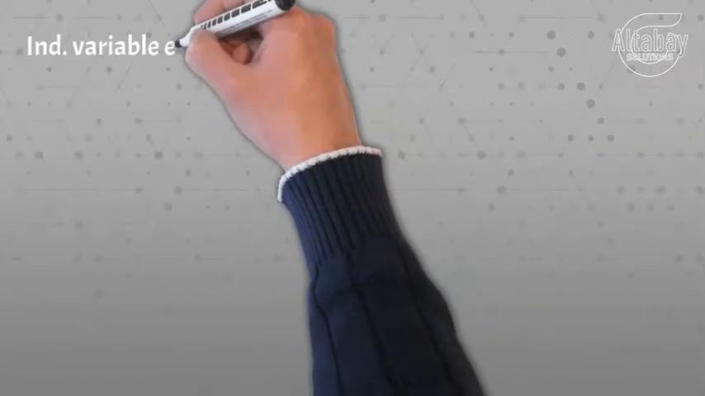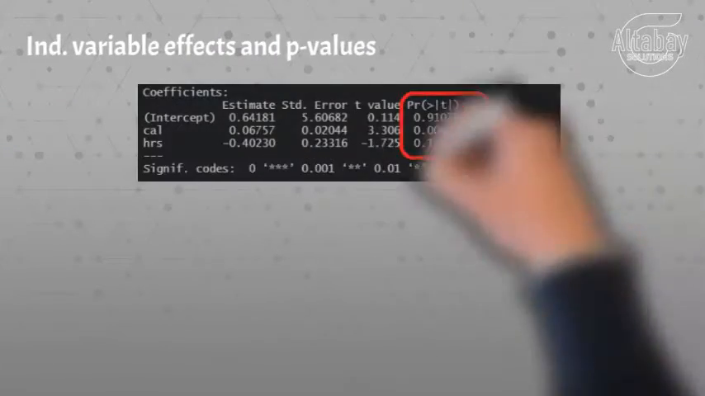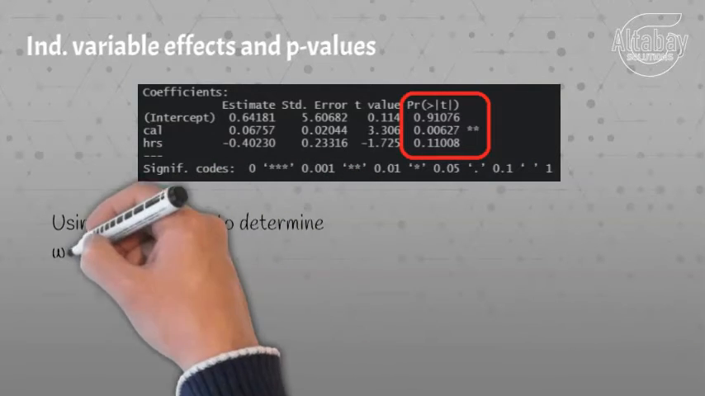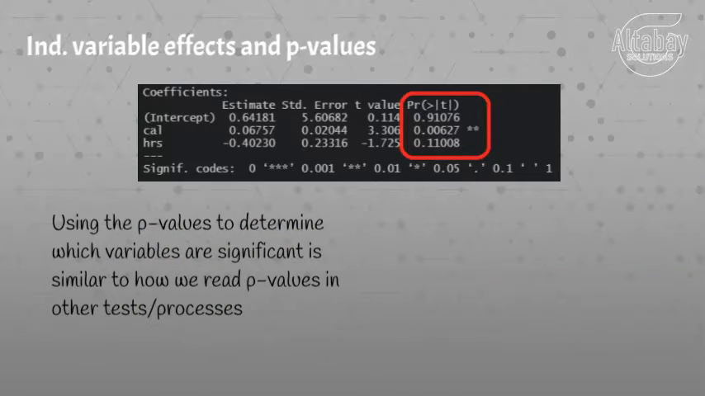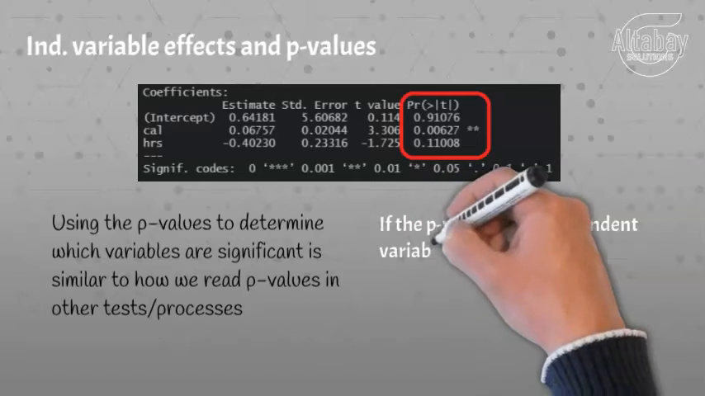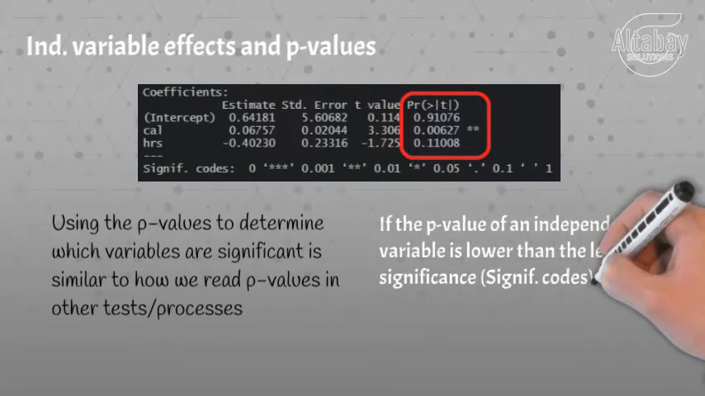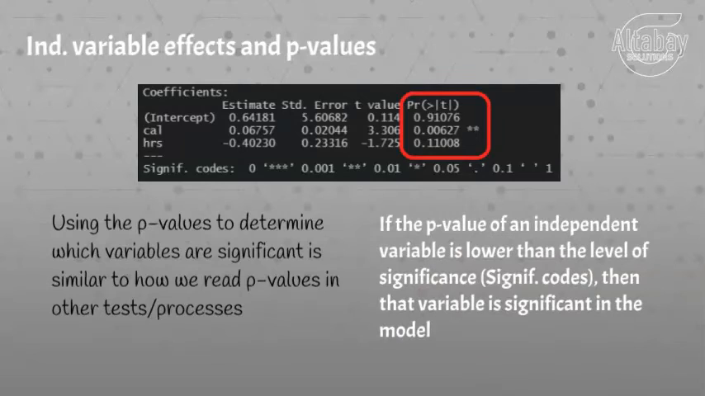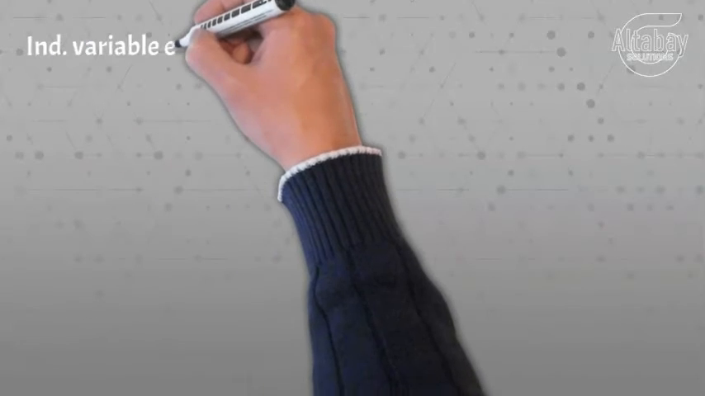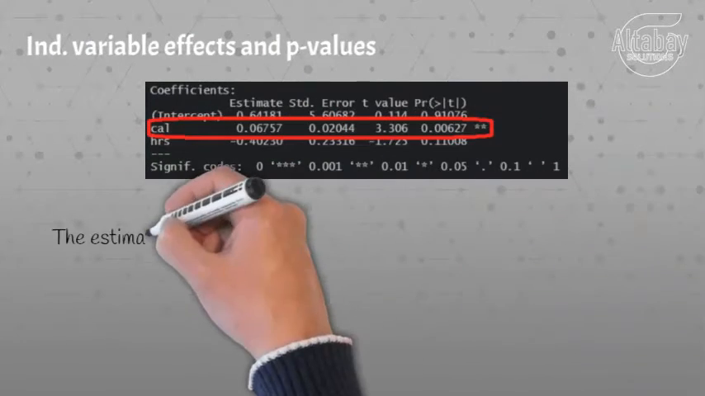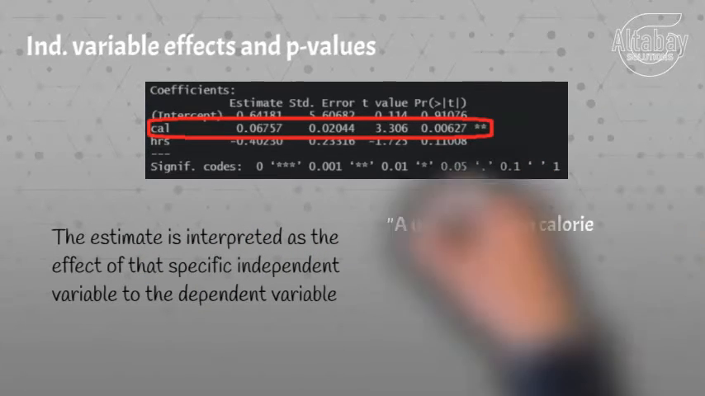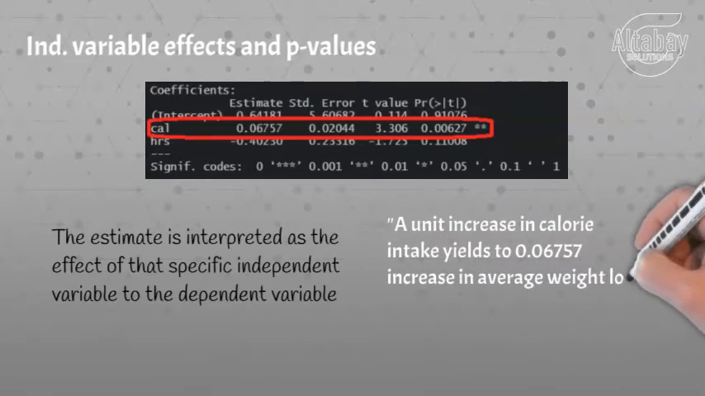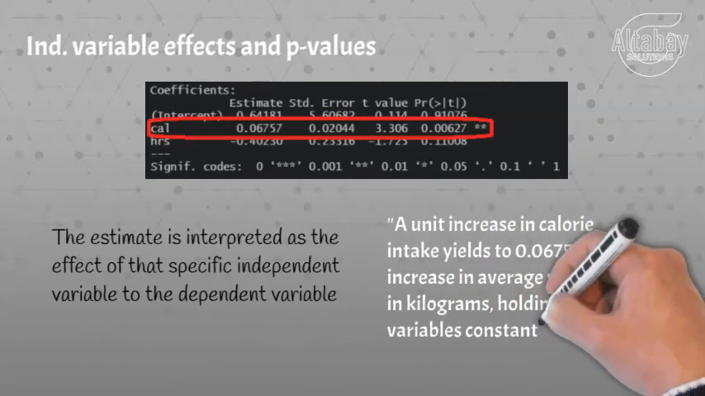Now we have the individual variable effects and p-values. Similarly, the p-values are used to determine which variables are significant in the model, and to read it is just similar to how we read other p-values. If the p-value of an independent variable is lower than the level of significance, then that variable is significant. Here, only calorie intake seems to be significant with a p-value of 0.00627. Next, we look at the estimate of this variable and interpret it as its effect to our dependent variable. So, a unit increase in calorie intake yields to 0.06757 increase in average weight loss in kilograms, holding all other variables constant.